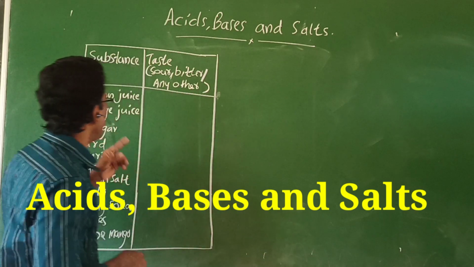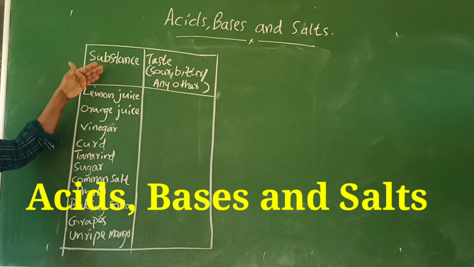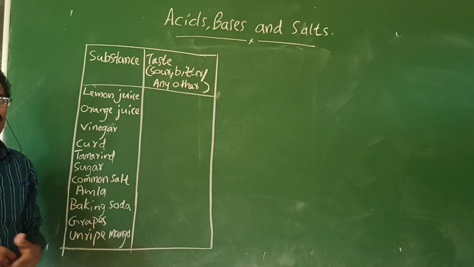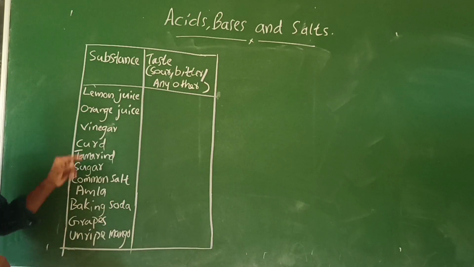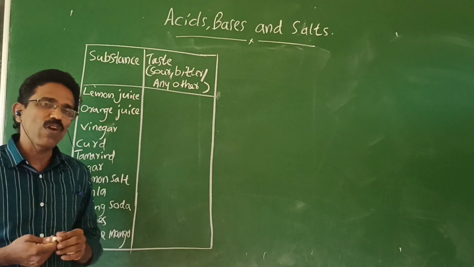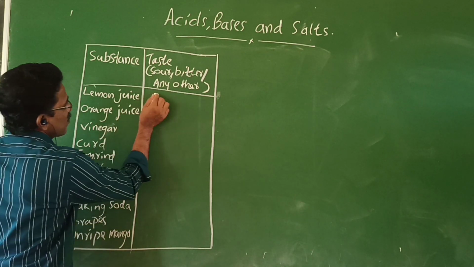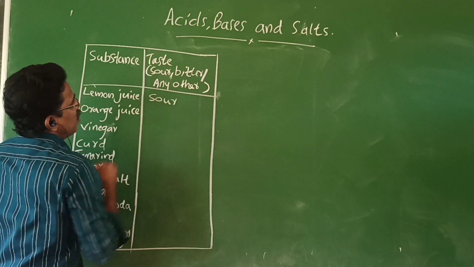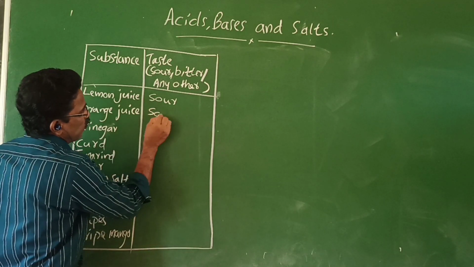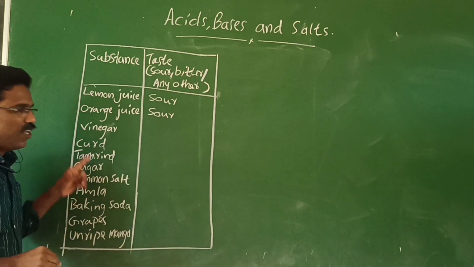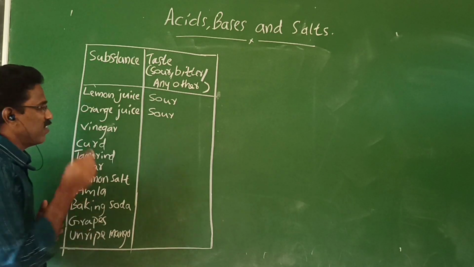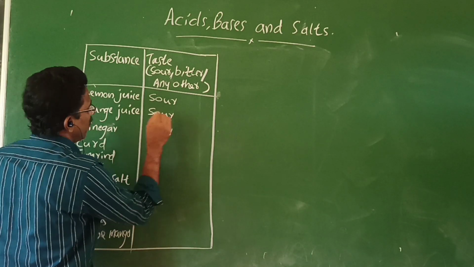So you can see in this table, I have listed a number of certain substances and we have to find out their corresponding taste. First, lemon juice. What is the taste of lemon juice? Yes, sour in taste. So here we can write sour. Then what about orange juice? That is also sour in taste. Vinegar? Yes, vinegar we use to make pickles, isn't it? What's the taste? Sour in taste.